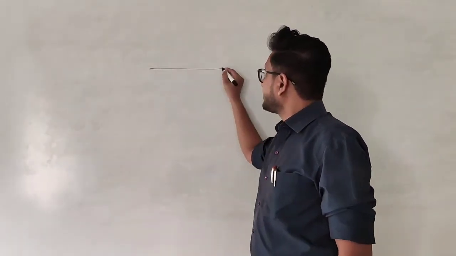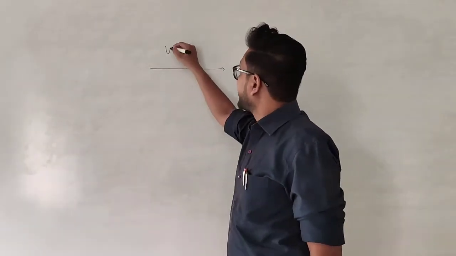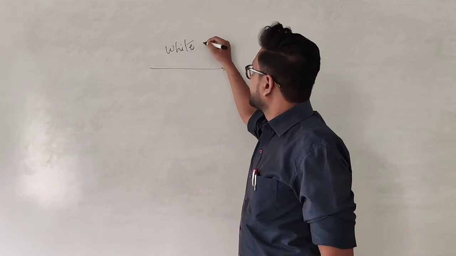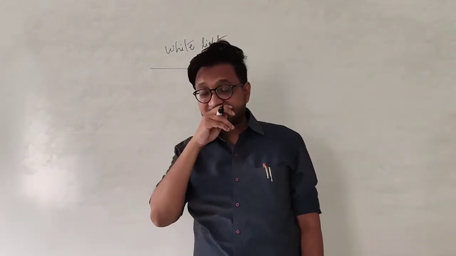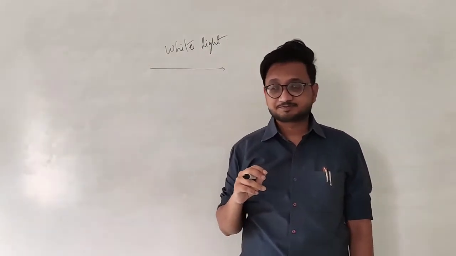Now how does this happen? Everything around us, we are able to see because of white light. The sun sends us the white light. Now a white beam of light contains all the colors, a combination of colors. One single beam of white light contains all the colors.